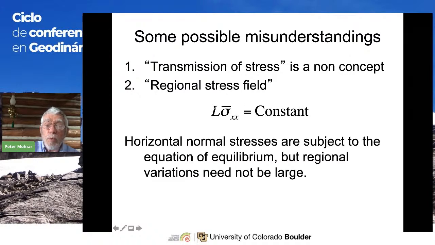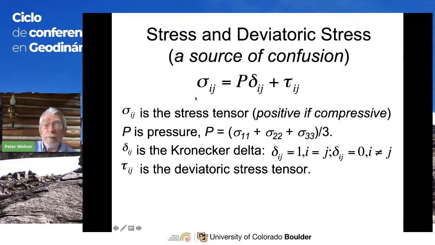Remember that from the simple arithmetic, we got this to be constant. It's not regionally varying. This is the constant. The horizontal normal stresses are subjected to the equations of equilibrium, but the regional variations need not be large. This can vary. This has to vary over space, but for different reasons from which I've told you. The point is, this doesn't likely vary a large amount. What varies is the vertical normal stress.